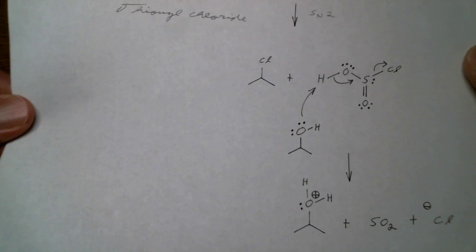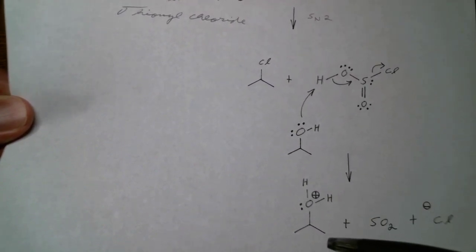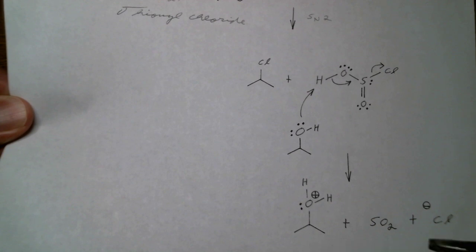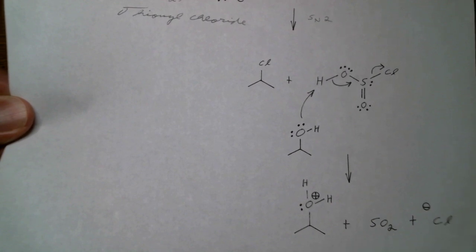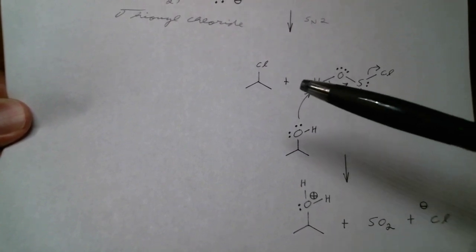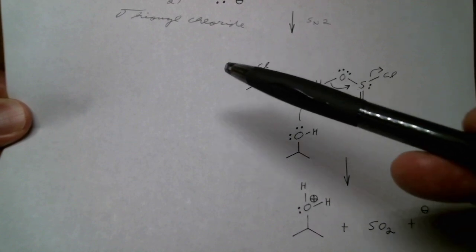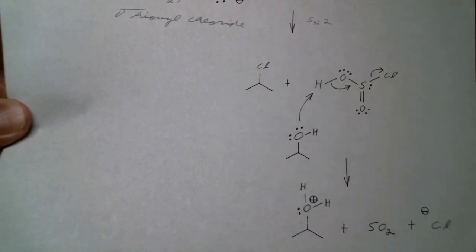So our SO2 bubbles up, and we've got protonated isopropyl alcohol and Cl-, which is what HCl would do in isopropyl alcohol. It would simply dissociate and protonate the alcohol. But we did convert some of our isopropanol to this 2-chloropropane.